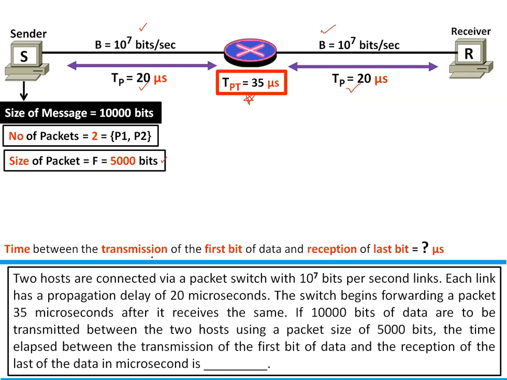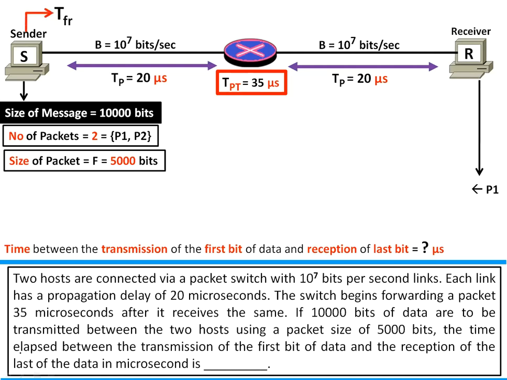The time between transmission of first bit and reception of last bit is equal to, in other words, from the beginning, how much time it takes for the entire 10,000 bits to reach the receiver. That is what they are asking. In other words, transmission of the first bit and reception of the last bit. So how much time does it take for 10,000 bits to be received at the receiver? Fine, guys. Please tell me now.